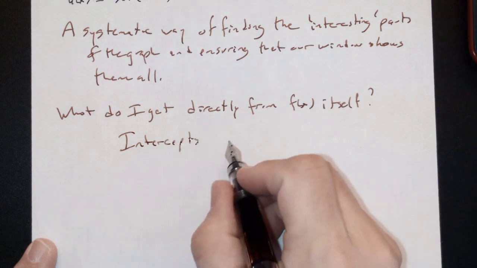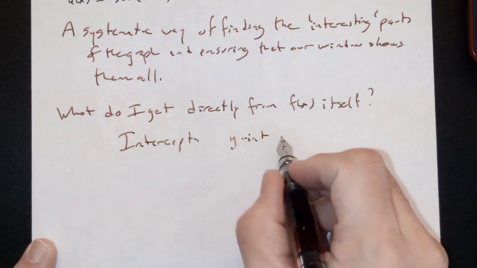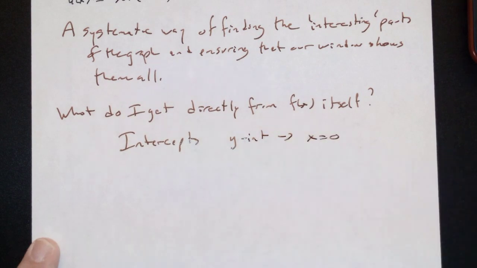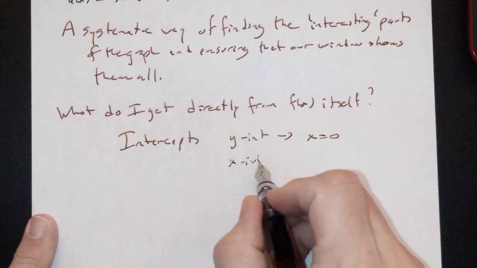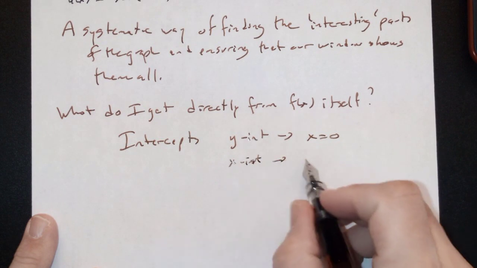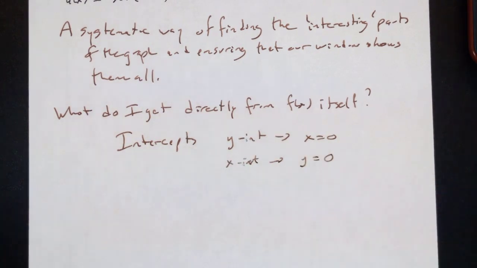And I get the y-intercept by setting x equal to 0, plugging it in, seeing what comes out. I get the x-intercepts, although there could be more than one of them, by setting y equal to 0 and solving what comes out. Sometimes that's easy, sometimes that's a pain. But that's algebra, and I should be able to do it. And if I can't, I'll just say, all right, this is too complicated for me to solve right now, we'll come back.